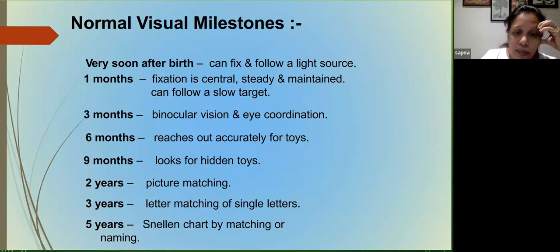At 2, 3, 5 years, we can start actually recording the vision in different ways.